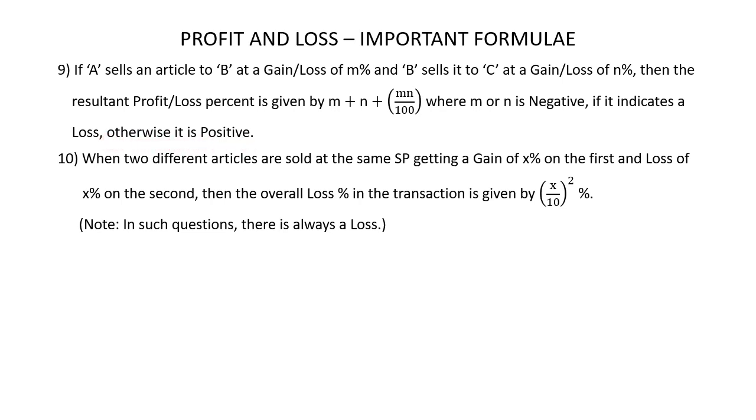positive. For example, if A sells an article to B at a gain of M%, then here M will be plus M. Supposing it was a loss of M%, then here you have to write minus M. Similarly, if B sells the article to C at a gain of N%, then here it will be plus N. If it is a loss of N%, here it will be minus N.